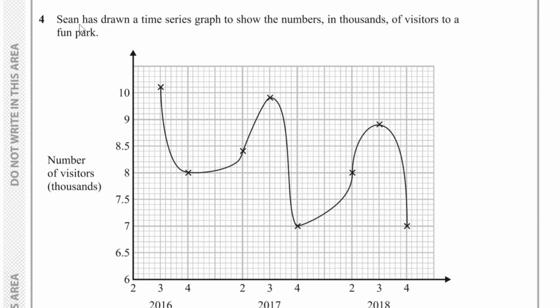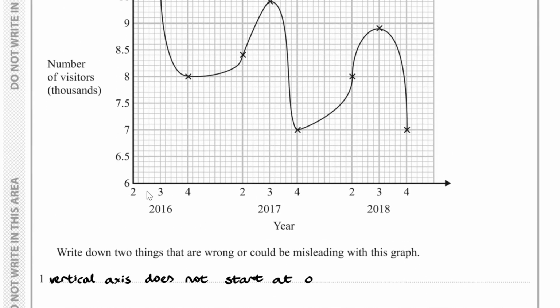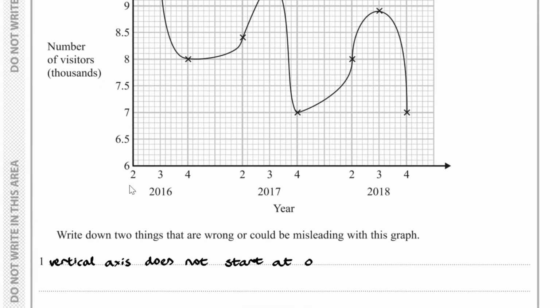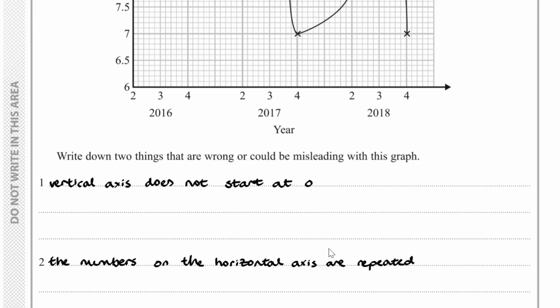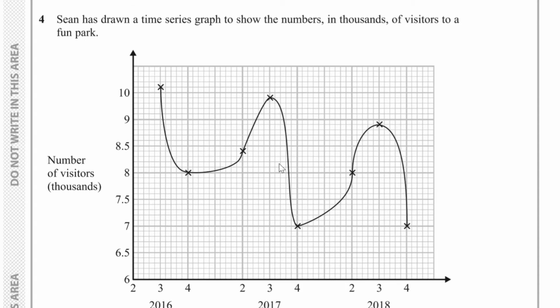Question number 4. Sean has drawn a time series graph to show the numbers in thousands of visitors to a fun park. So we've got over here the year, and then we've got over here the number of visitors in thousands. And we have to write down two things that are wrong or could be misleading with the graph. First of all, the graph does not start at 0, it instead starts at 6, and the numbers on the horizontal axis are repeated, which is incorrect.